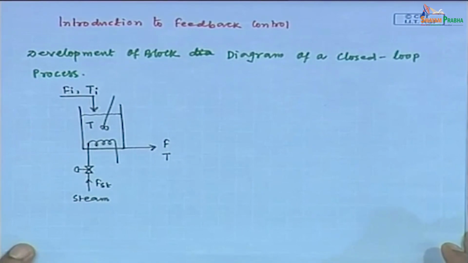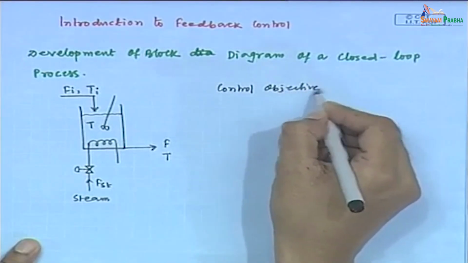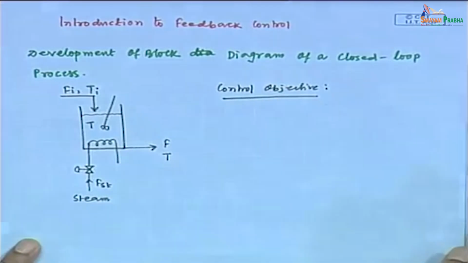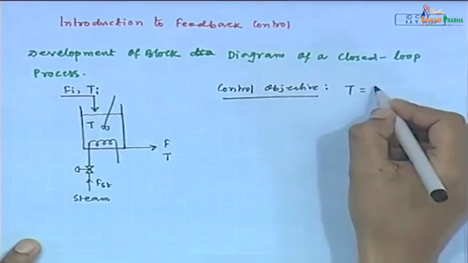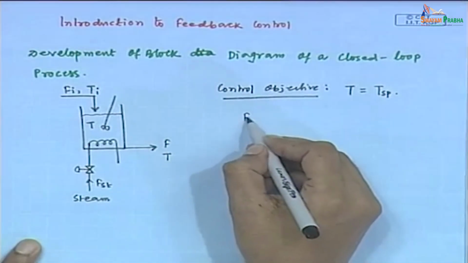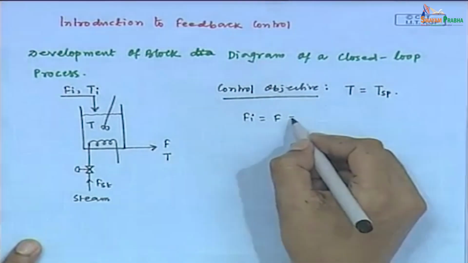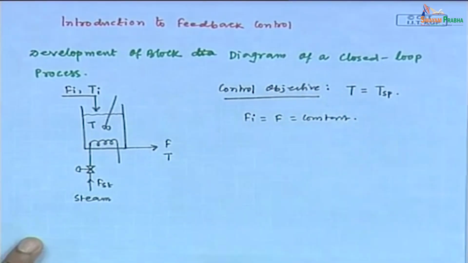Fine. Now, what is the control objective? Control objective is to maintain the temperature at its desired set point value, and we are assuming that Fi and F are identical and they are constant quantities.